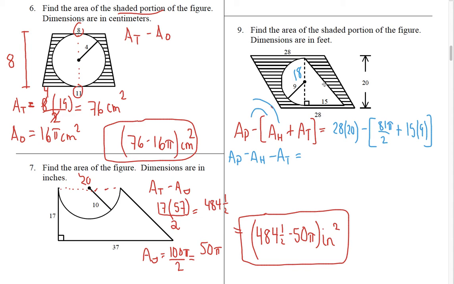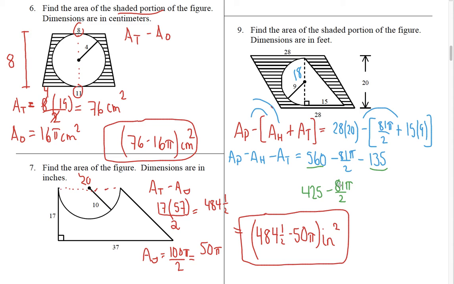So now we can multiply 28 times 20, and then we're going to subtract 15 times 9 from that. So 28 times 20 is 560, minus 81 pi over 2 again, minus, now that I distribute the negative sign, I'm subtracting 15 times 9, which is 135. So now the two like terms here can be combined. I have a regular number here and a regular number here, and this one has pi in it. So 560 minus 135 is 425, and then I still have the 81 pi over 2.